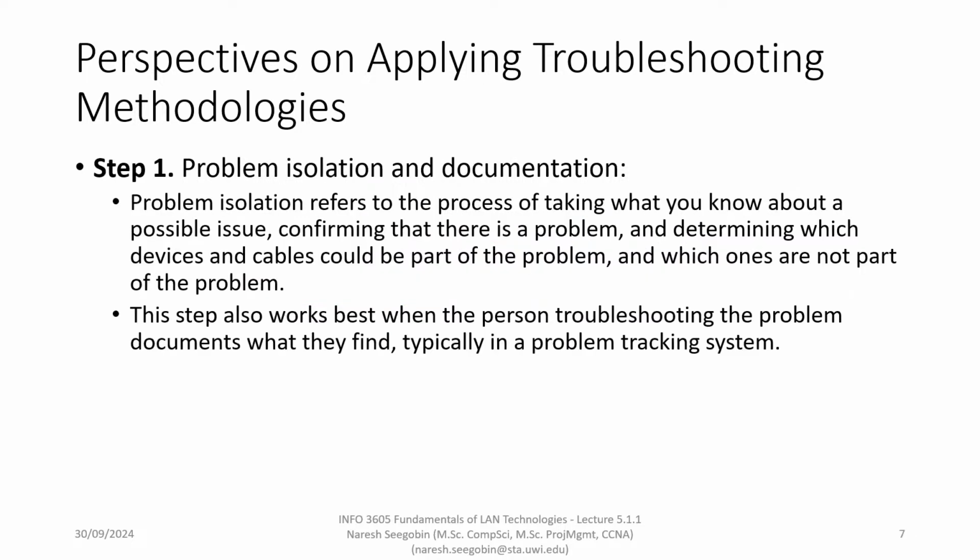Things like documentation. So you have something called problem isolation and documentation. It refers to the process of taking what you know about a possible issue, confirming that there is a problem, and determining which devices and cables could be part of the problem and which ones are not. I think you naturally do that sometimes. It also works best when the person troubleshooting documents what they find, typically in a problem tracking system.